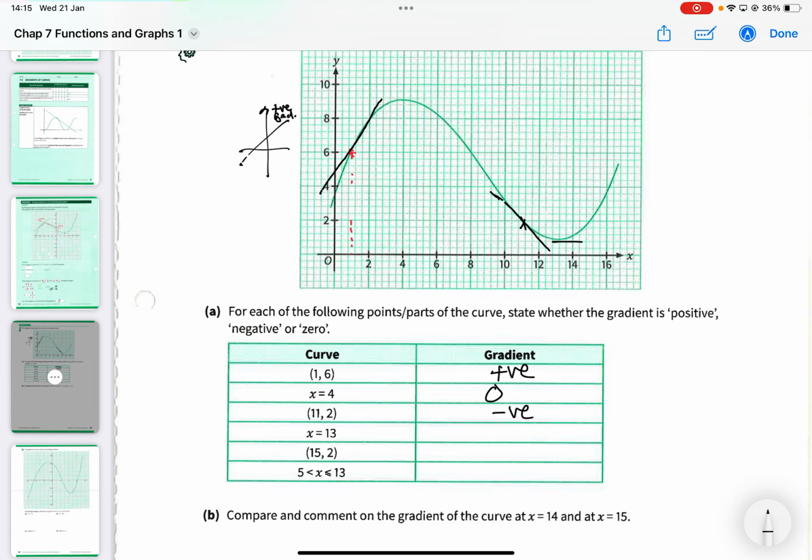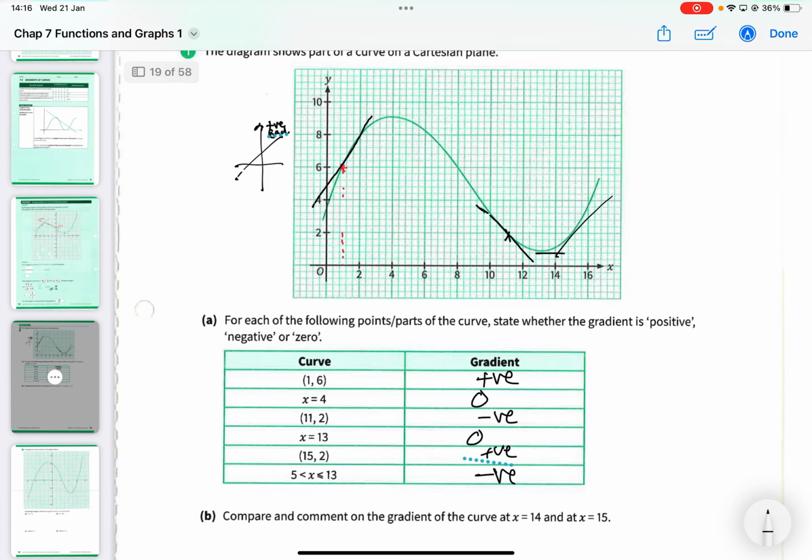Yes, this one 0, correct already. 15, 2 here. Yes, positive. Between 5 and 13. So they want between here all the way until here. Negative. It keeps changing. It goes from like that, change to like that, change to like that, change to like that. But it is always negative. It is always sloping downwards.